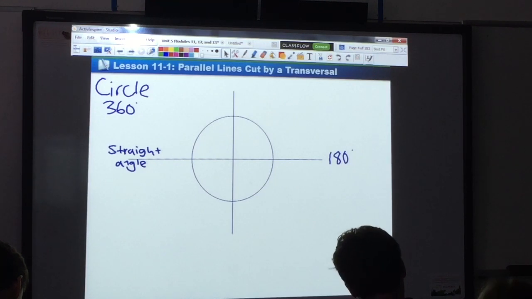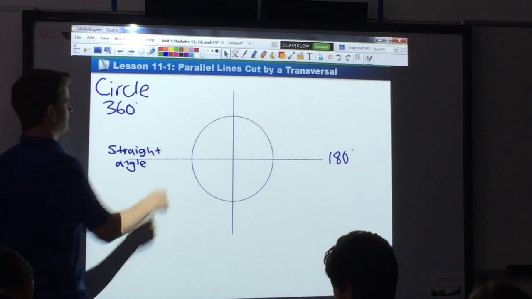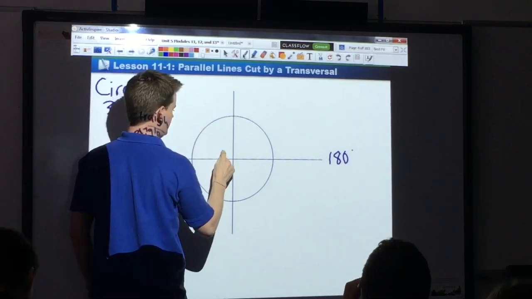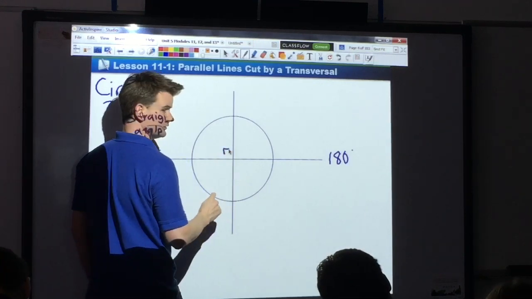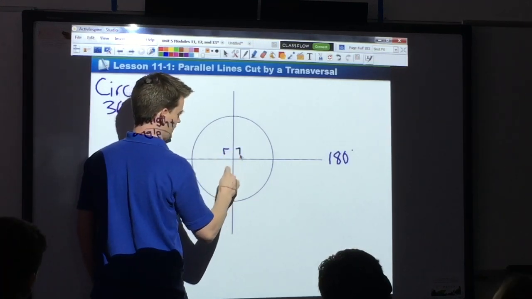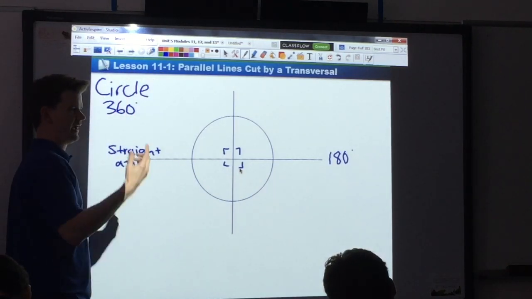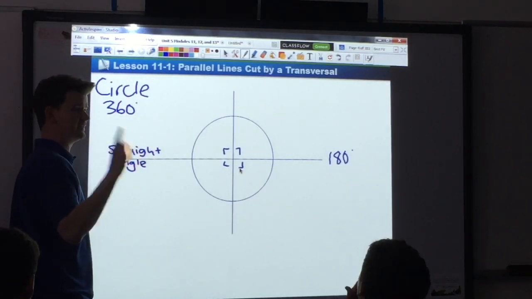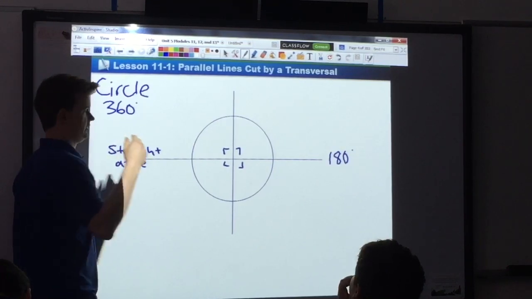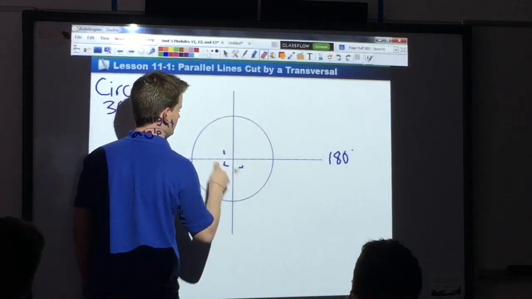And each quarter is going to be how many degrees? 90 degrees. Look, angles are created here. That's a 90 degree right angle, 90 degree right angle, 90 degree right angle, 90 degree right angle. And all that, 90 plus 90 plus 90 plus 90 equals 360. It all goes back together.